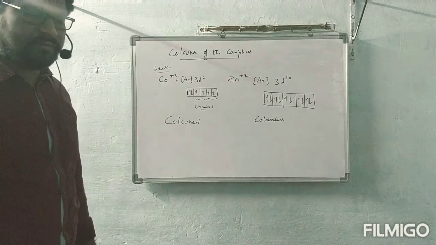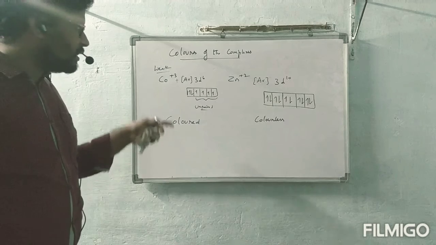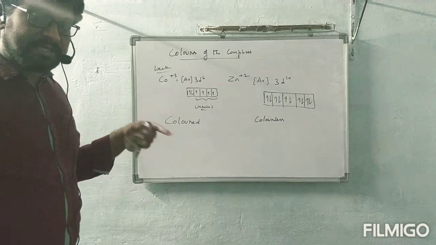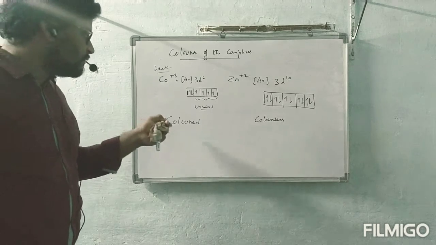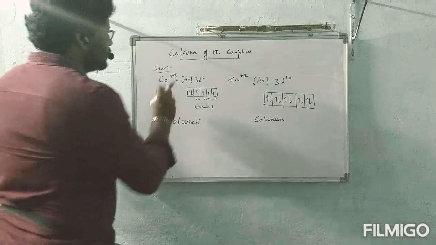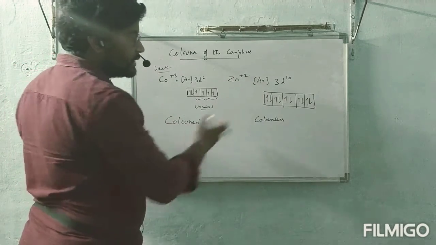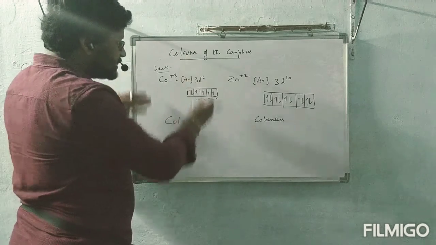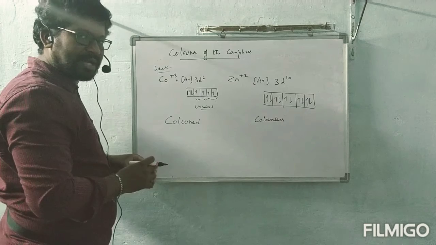Now, we have to see why these are colored in nature. If a complex has a central metal atom or ion with unpaired electrons, then why is it colored? Now we have to see the point. Okay, is it clear now? If it has no unpaired electron, no problem at all, that is colorless. But if it has unpaired electrons, it is colored. Now why is that unpaired electron responsible for color?